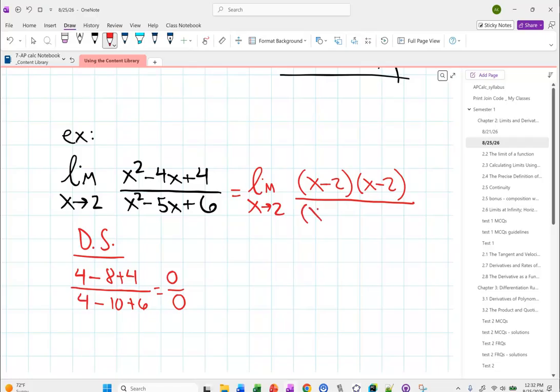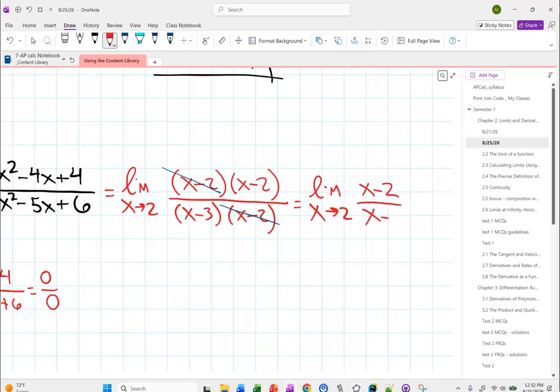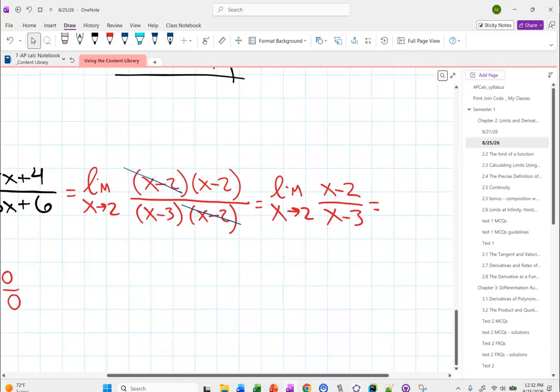The denominator factors too: x minus 3 and x minus 2. What do you notice here that's going to happen? You can cancel out some of these. Everybody's good? Now what happens if I do a direct substitution?